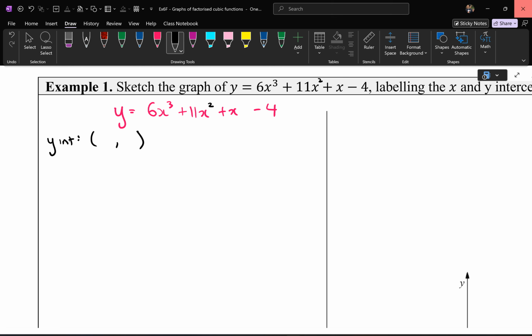How do you find the y-intercept again? Artie? Let x equal to 0 because we know the y-intercept occurs when it touches the y-axis, and at the y-axis, x is 0. We don't know what the y-coordinate is. But if you sub x equals 0 into this equation, what would y equal to?